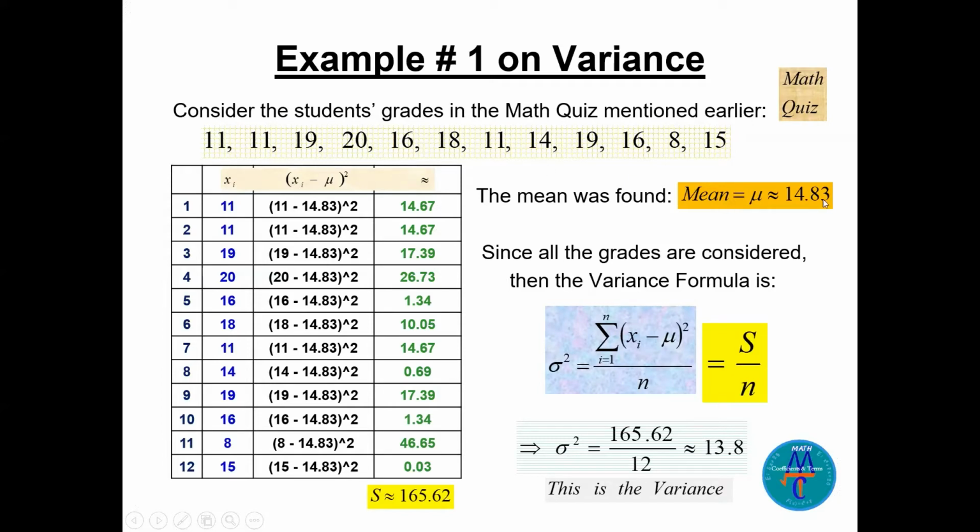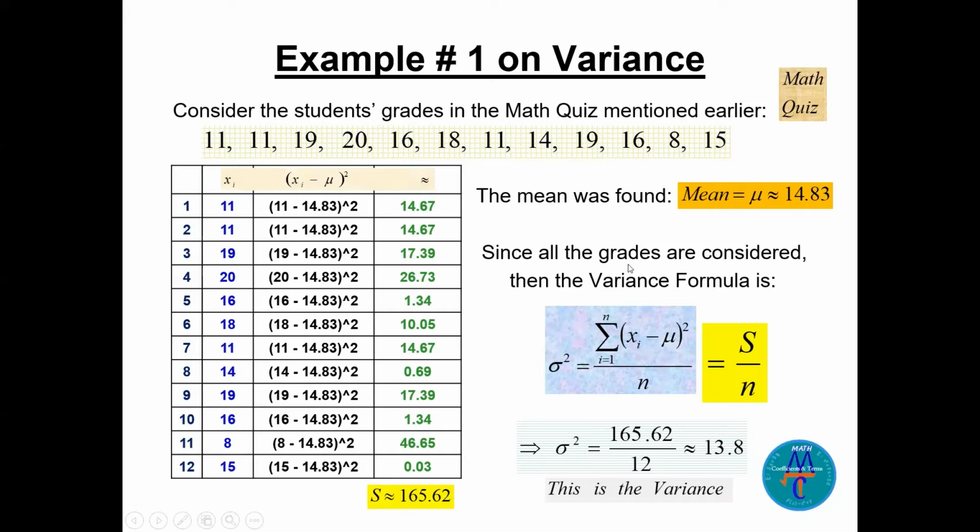You get 14.83. So 11 minus 14.83 squared, you square it. You get this result here, 14.67. Same thing here, 11 minus this number. So we have here the x, all these grades, minus the mean. See, 14.83, all this is the mean. You square it. So you get these green numbers here. Then you add it all together, 14.67 plus 14.67 plus 17.39 plus 1.34, etc., until you get capital S, 165.62.